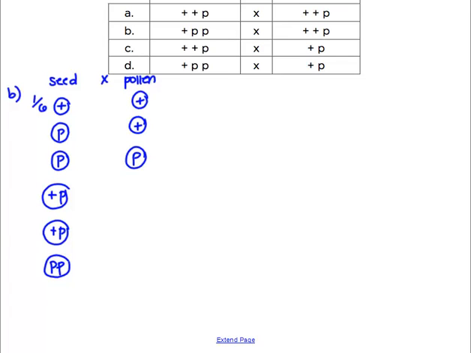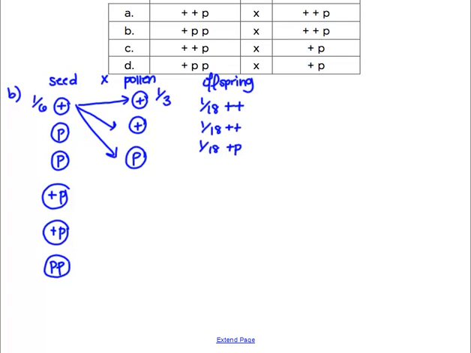So again, you're going to do this cross. So each of the seed gametes are going to be crossed with each of the pollen gametes. And again, the pollen have a 1/3 chance of happening. So again, your offspring are going to be 1/18th chance of each formation. Okay, so let's just go through this quick. Plus, plus, plus, plus, 1/18 plus P. That takes care of that gamete.